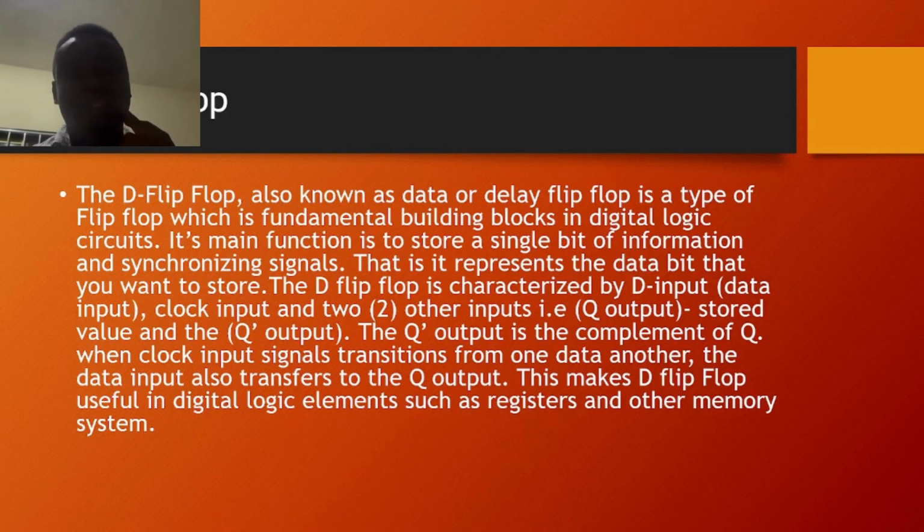It is characterized by a clock input, a data input, and 2 outputs. The 2 outputs in question are the Q output and the Q prime output. The Q prime output is the complement of the Q output. That means when the clock signal transmits data from one place to another, the data input is transferred to the Q output. This is a brief explanation of the D flip-flop, or simply the delay flip-flop.